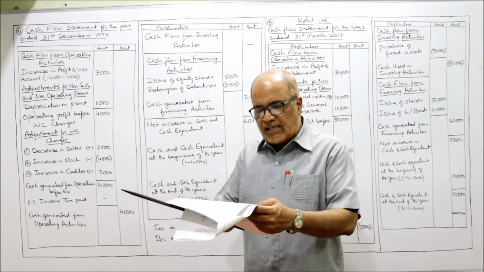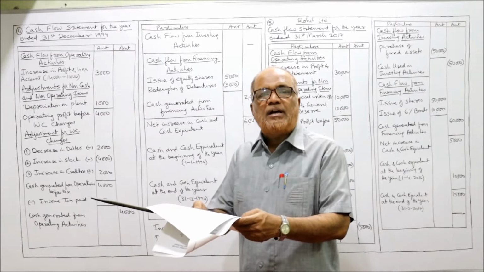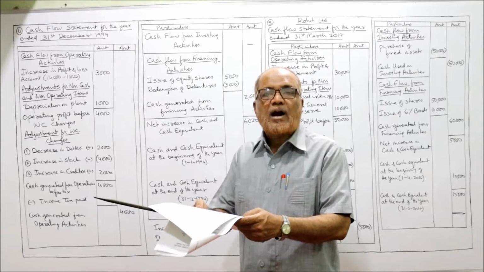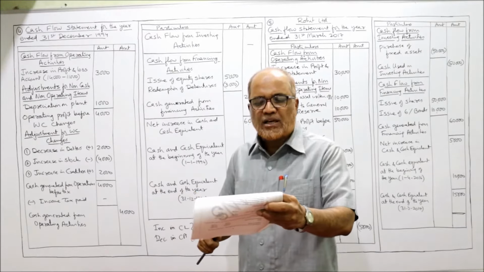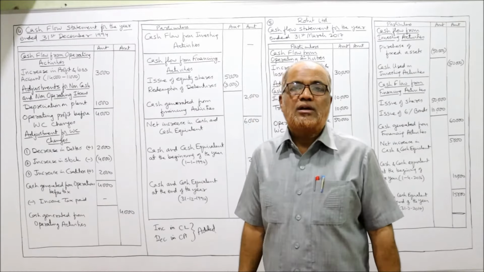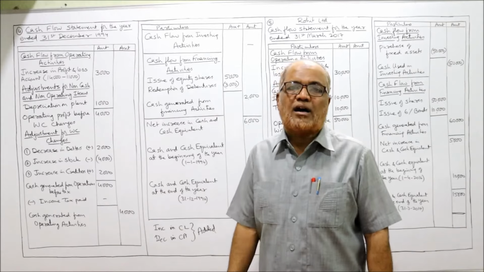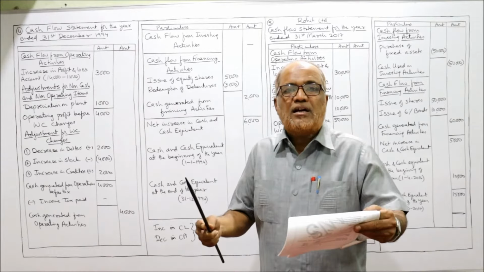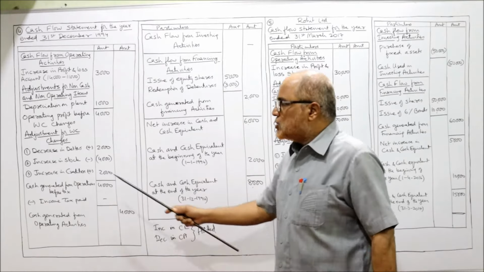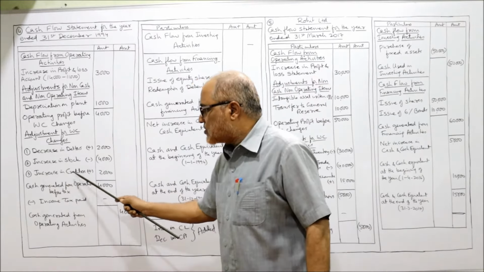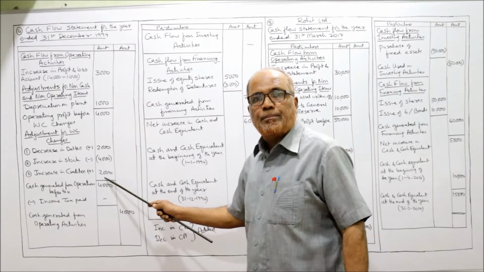Now see the liability side. On the liability side, we have only one current liability, that is creditors, accounts payable, trade payable. So creditors last year 16,000, current year 18,000. There is an increase in creditors. Increase in creditors will be added because creditor is a current liability. So increase in creditors, plus 2,000, add up.